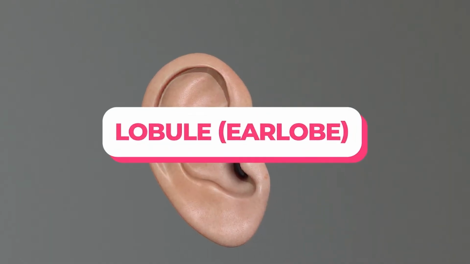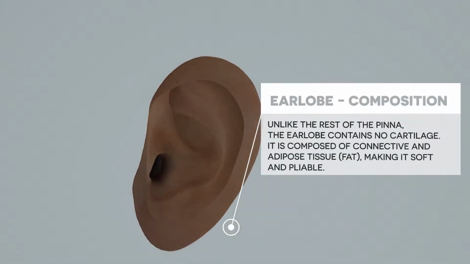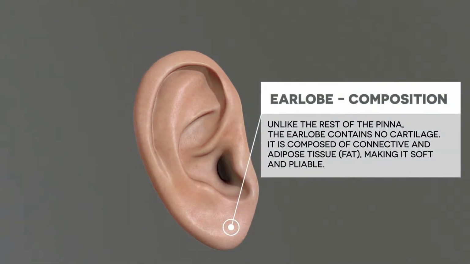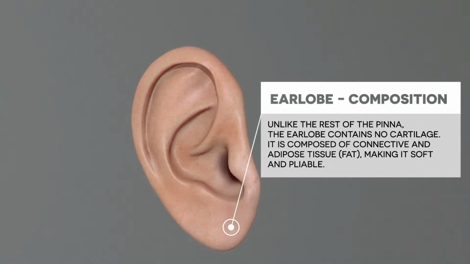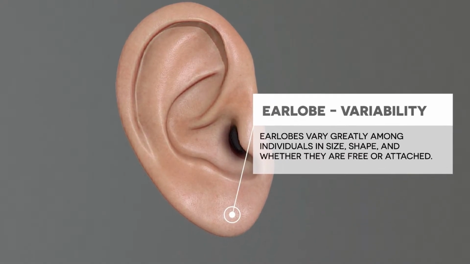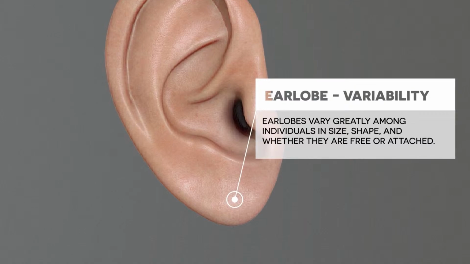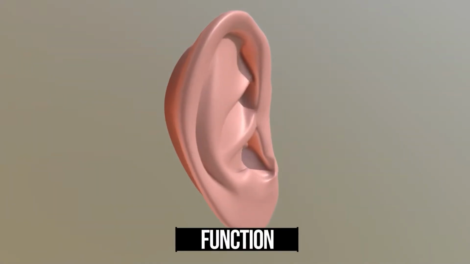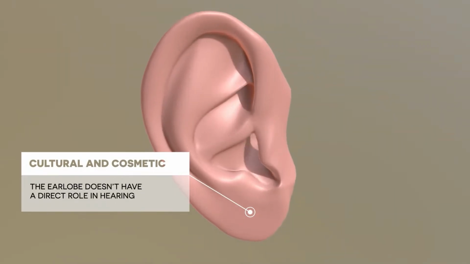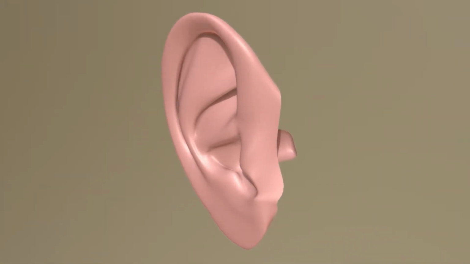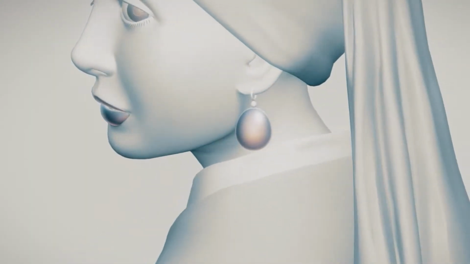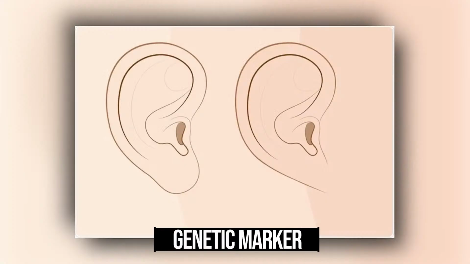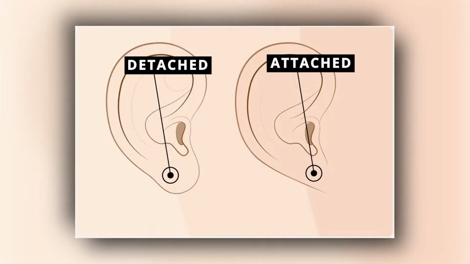Lobule, earlobe. Structure. Composition. Unlike the rest of the pinna, the earlobe contains no cartilage. It is composed of connective and adipose tissue, making it soft and pliable. Variability. Earlobes vary greatly among individuals in size, shape, and whether they are free or attached. Function. Cultural and cosmetic. The earlobe doesn't have a direct role in hearing. Its significance is more cultural and cosmetic, often being a site for jewelry, earrings, and body modification. Genetic marker. The characteristic of having attached or detached earlobes is a commonly cited example of a simple genetic trait.